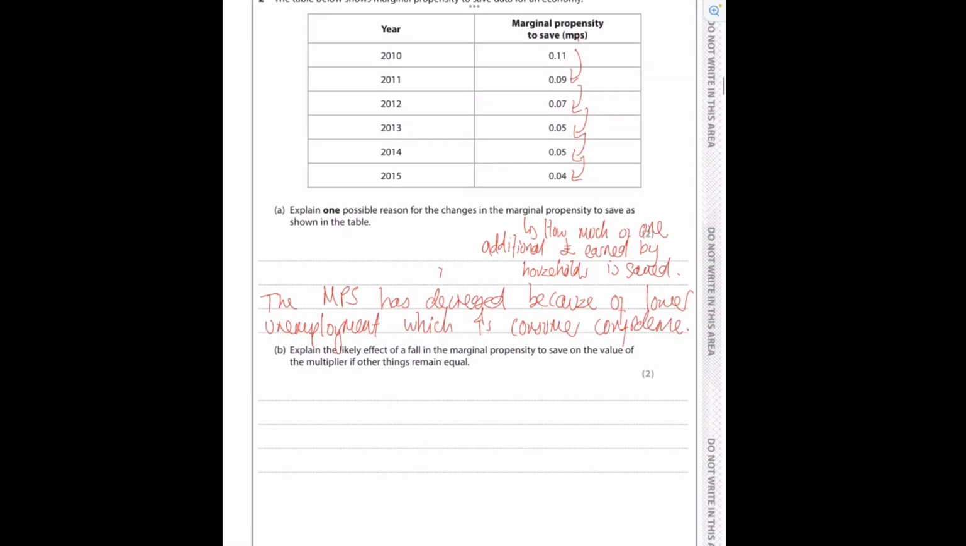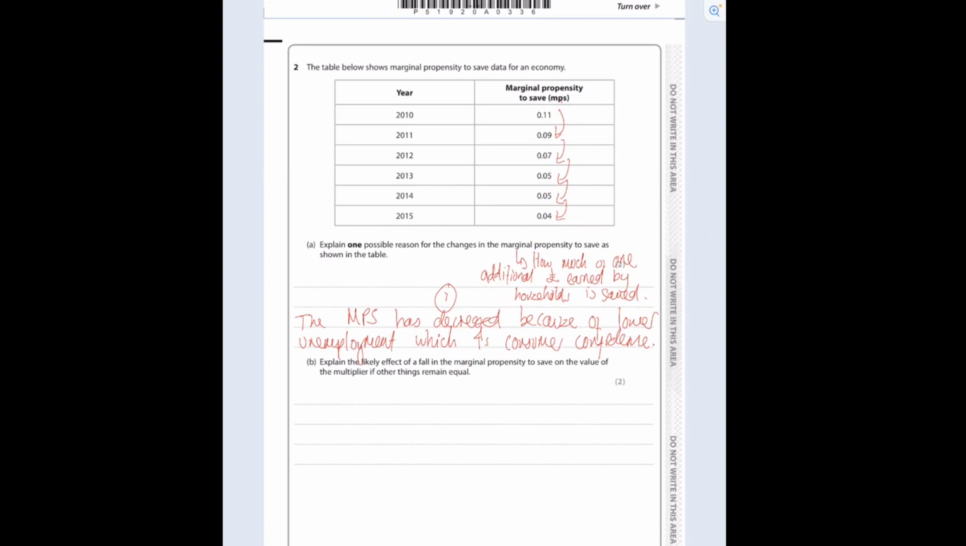Yeah, there's one mark, MPS decreasing. There's a second mark. Explain the likely effect of the marginal propensity to save on the value of the multiplier.